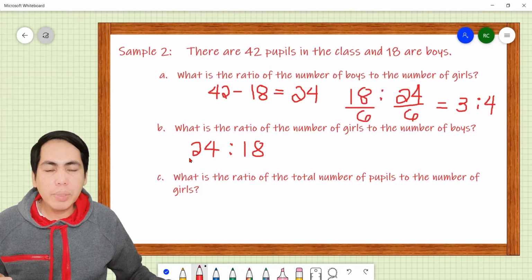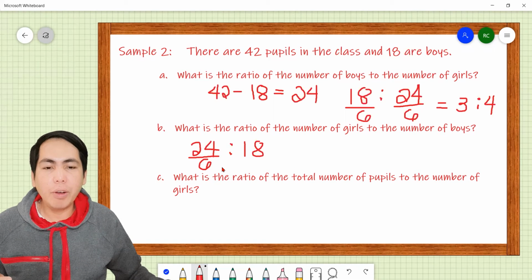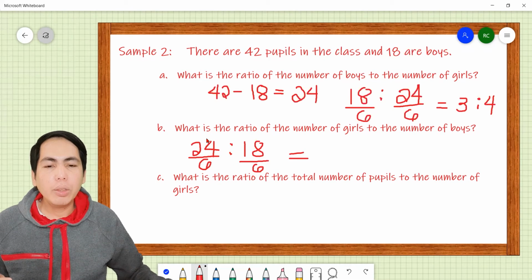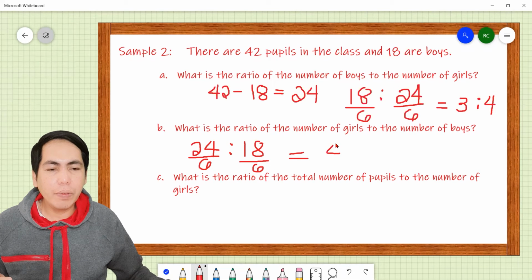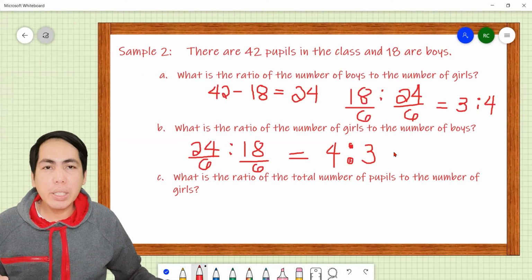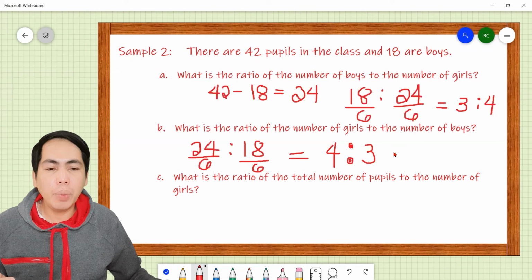Since both terms can be divided equally by 6, because the GCF of 24 and 18 is 6, 24 divided by 6 is 4, 18 divided by 6 is 3, so meaning to say that the ratio of girls to boys is 4:3, or meaning to say that there are 4 girls for every 3 boys.